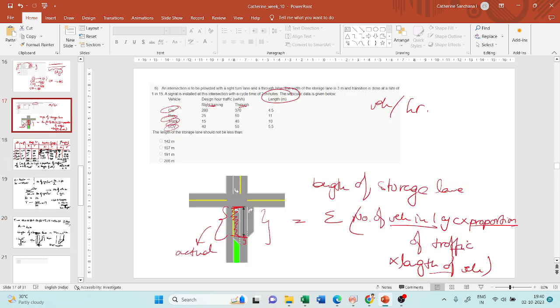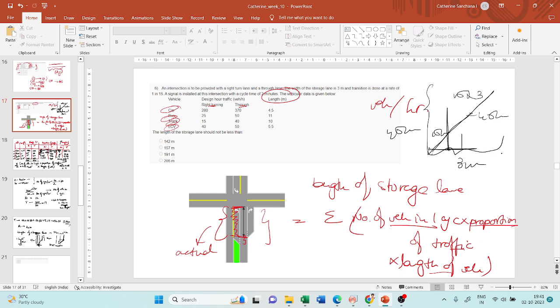So the tapering value, that is the rate at which the transition is done, is for 1 horizontal it has to go 15 vertical. So since the width of the storage lane is 3 meters, the total will be 15 into 3, which is 45 meters. So for this tapered direction, the total vertical will be 45 meters, because this entire width is 3 meters.